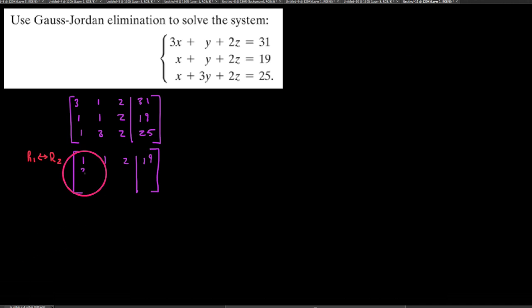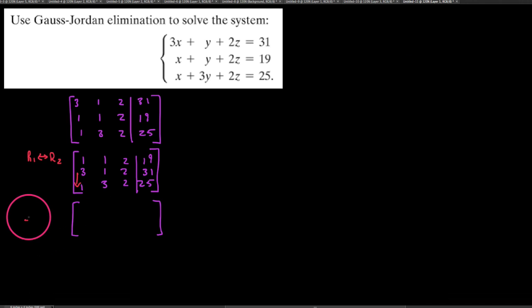Row 2 now becomes 3, 1, 2, and 31. And our third row is still 1, 3, 2, and 25. So now that we have this 1, just as we do with Gaussian elimination, let's use the 1 to get zeros beneath it. So to get zeros beneath this, remember that our row operation we're going to use is that we're going to multiply that 1 by the opposite of these numbers and add it onto those rows. So that is to say, we're going to take row 1 times negative 3 and add it to row 2 to get rid of this positive 3.